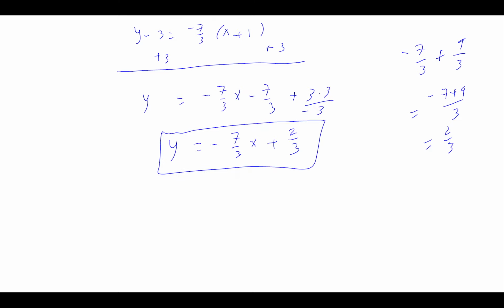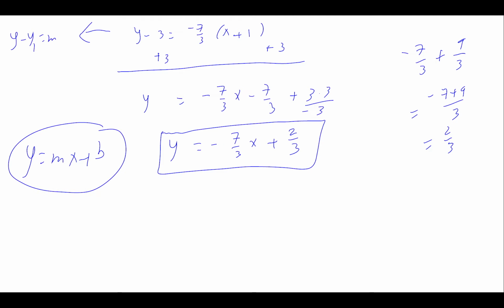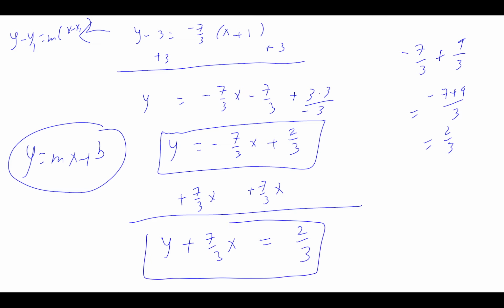This is slope intercept form. This is y equals mx plus b. That's the slope intercept form. This one was point slope form. And now to go from slope intercept form to the standard form, just bring this x term to the left side. So just add 7 over 3 x to both sides. By doing that, this equation becomes 7 over 3 x plus y equals 2 over 3. This is the standard form. The standard form is ax plus by equals c. So you bring all the x's and y's on the left side and the constant on the right side.